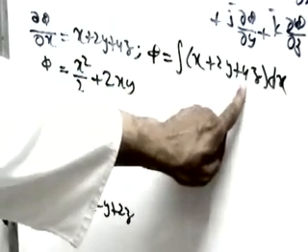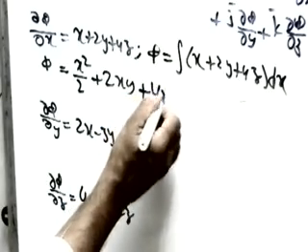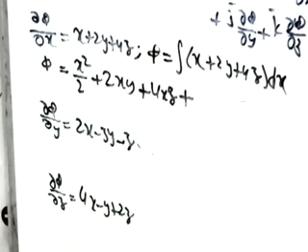Here also we have to integrate with respect to x. We don't have x, so integration of 4 will be 4x. So this will be plus 4xz.